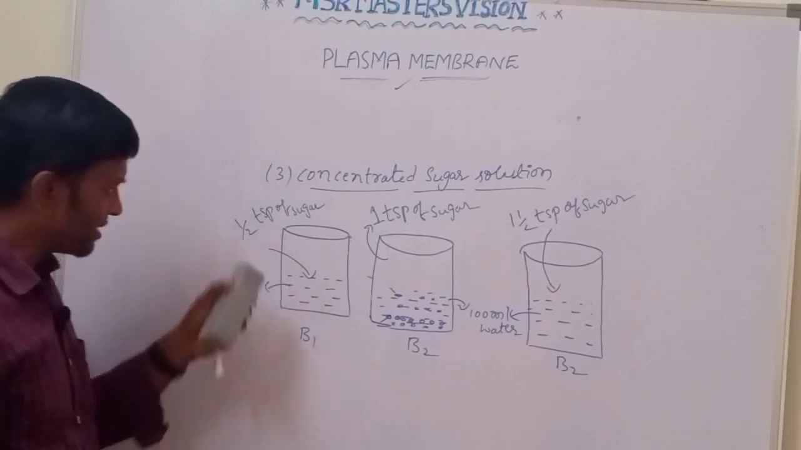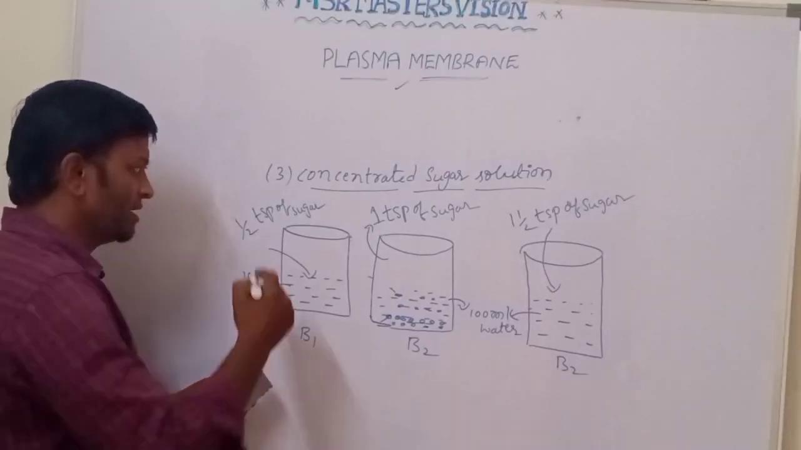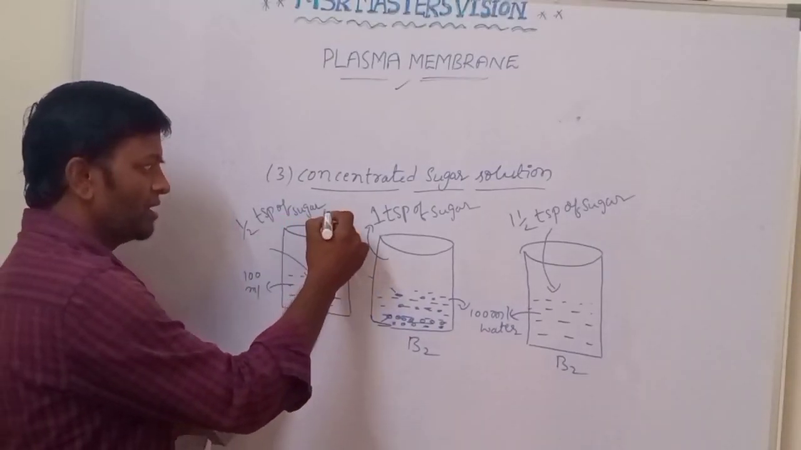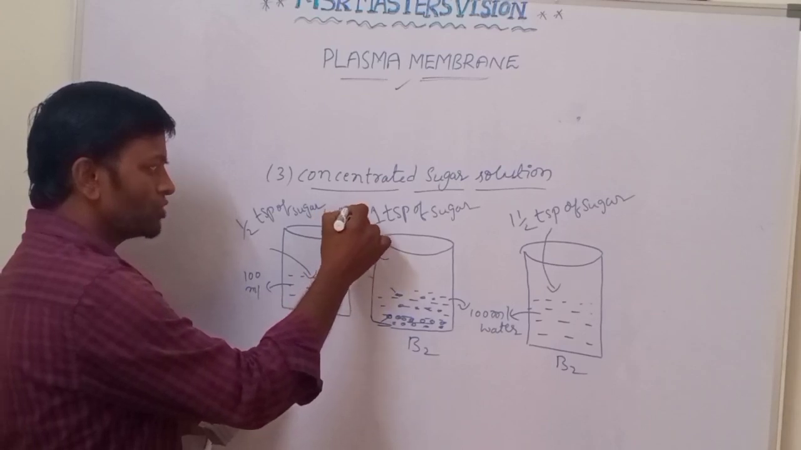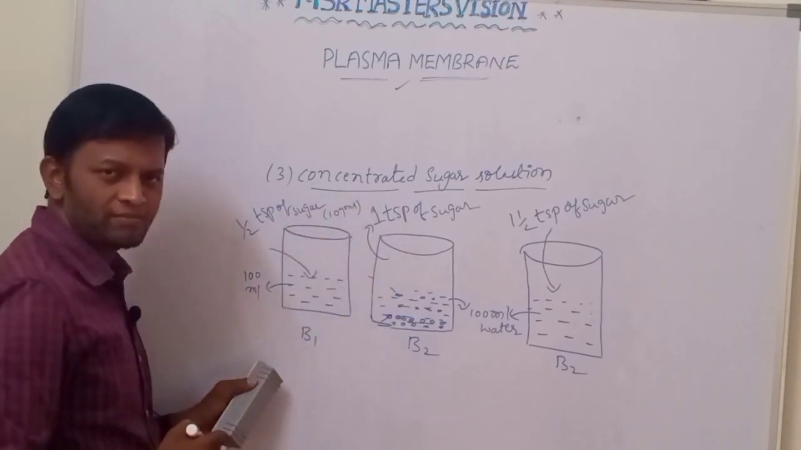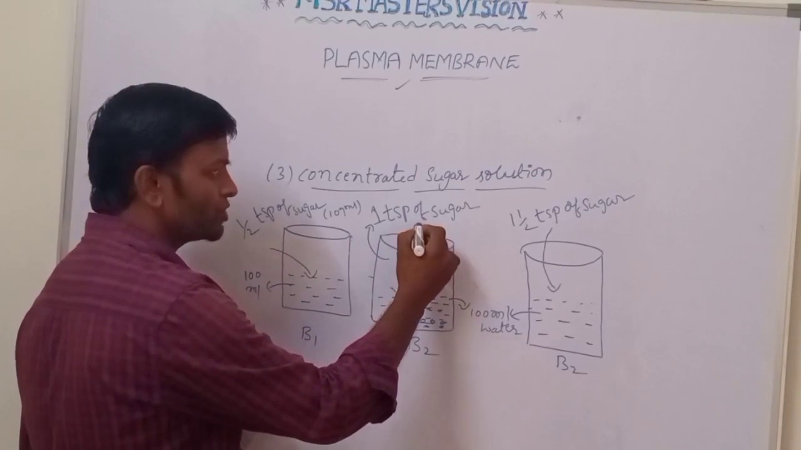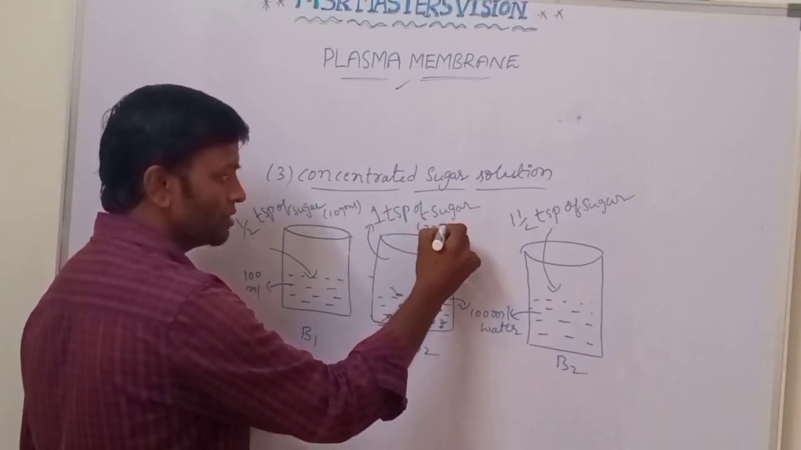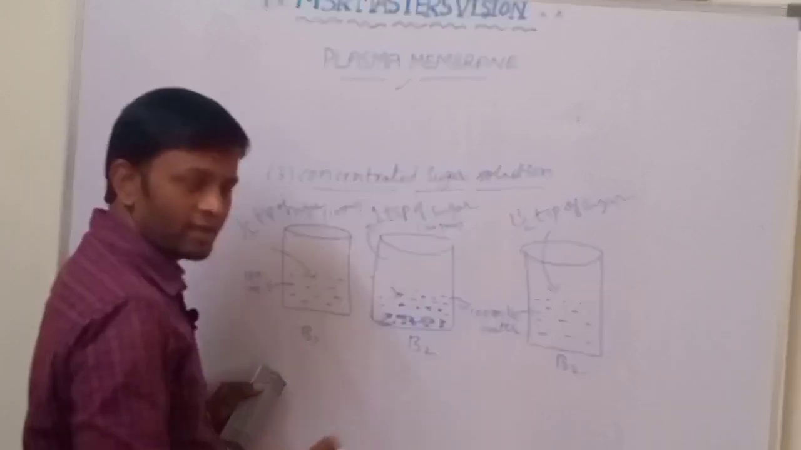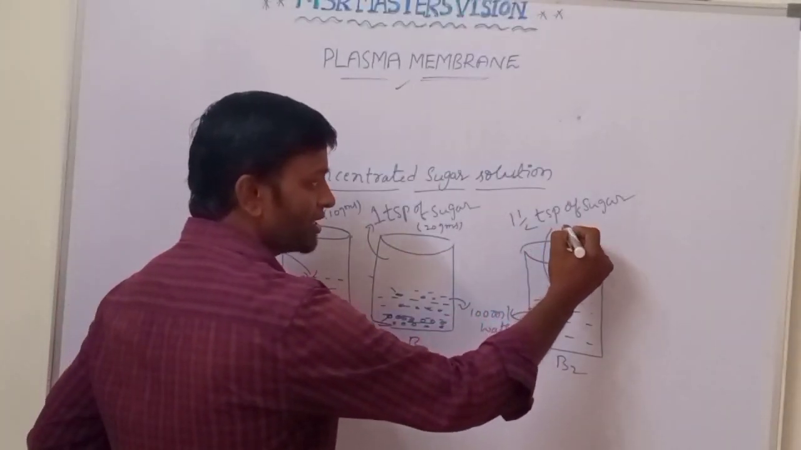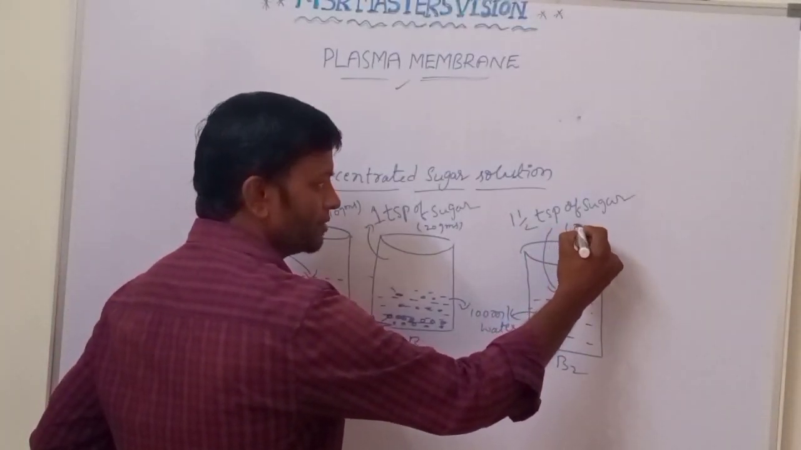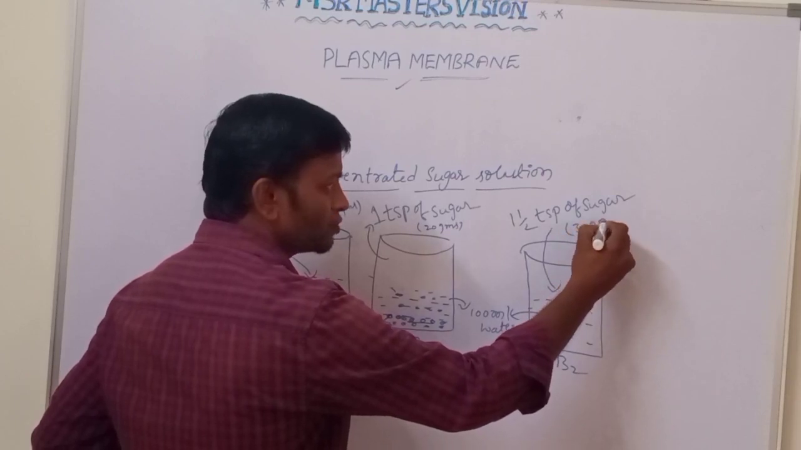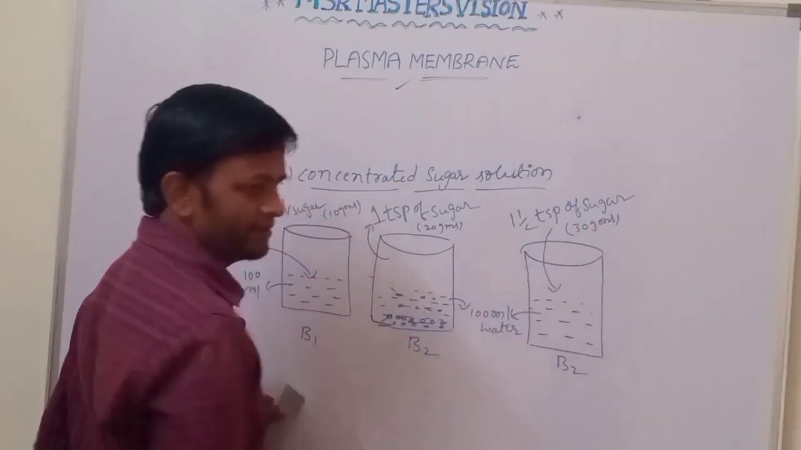Approximately, half TSP contains about 10 grams of sugar. Here for beaker 2, 1 TSP means 20 grams of sugar. Next, for beaker 3, 1.5 TSP means 30 grams. So 30 grams of sugar we added.